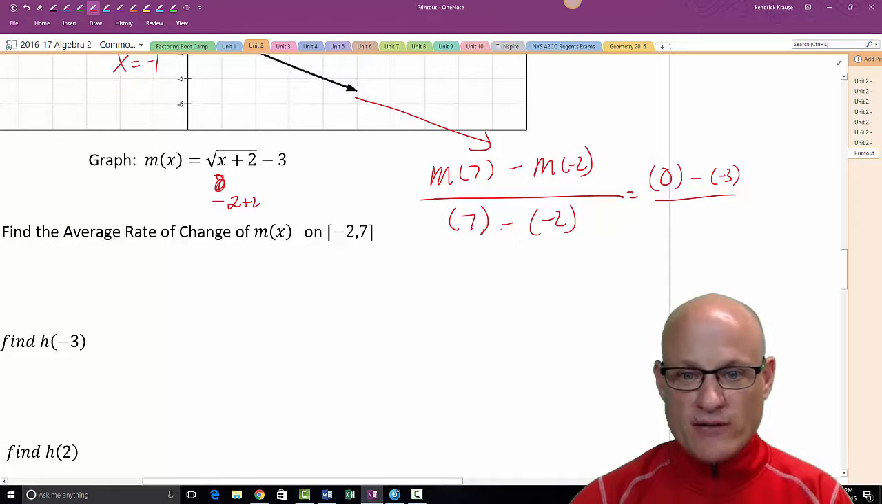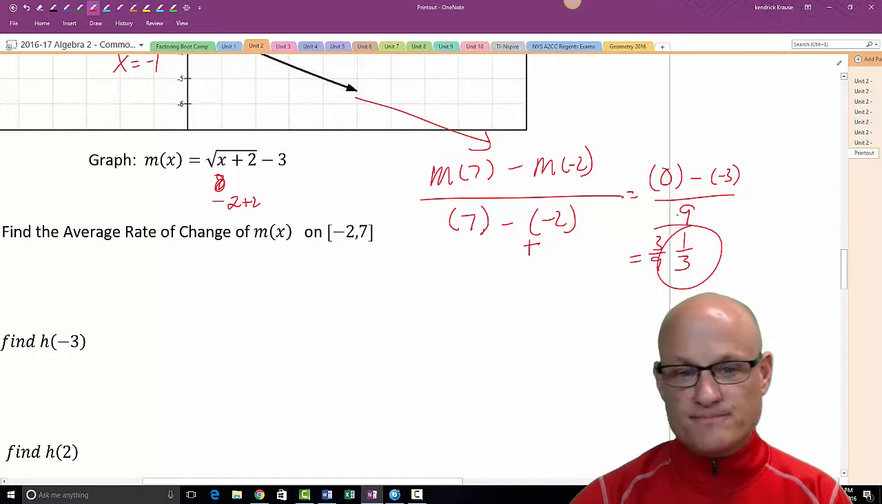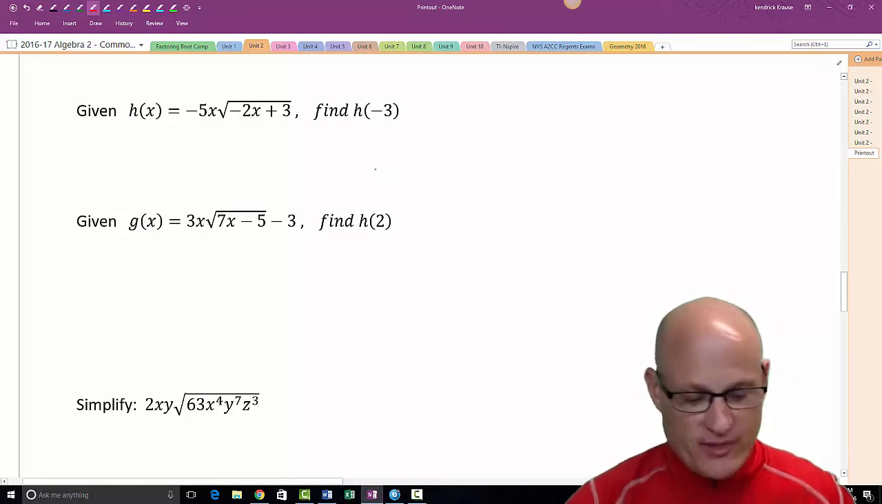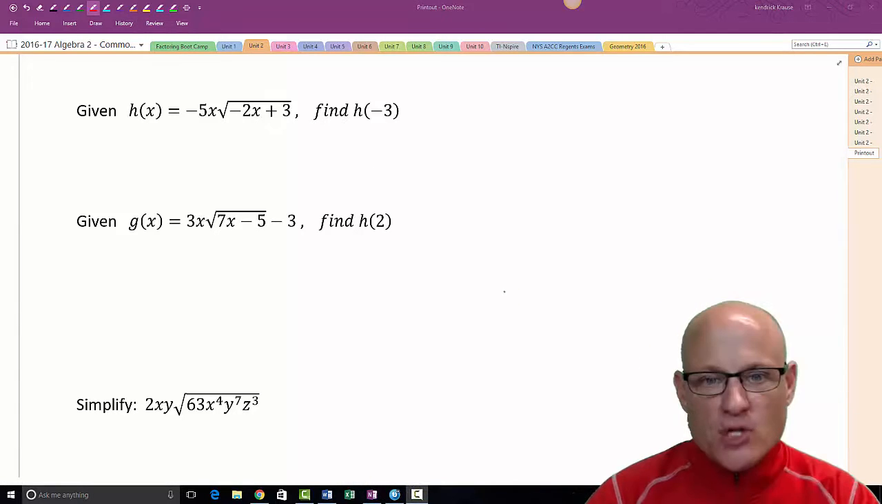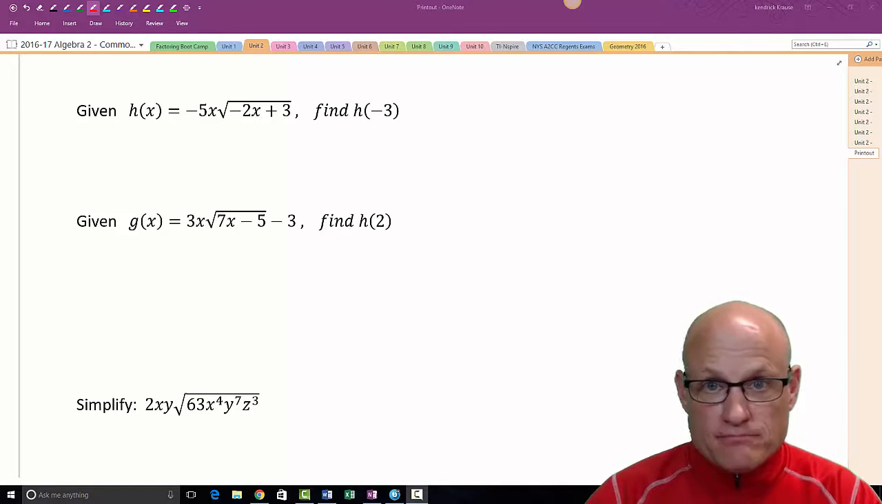All over 7 plus 2 is 9. So negative, negative makes a positive, so this becomes 3/9 or 1/3. All right. What would you do if I asked you to do this? If I ask you to do it, you have to show some work. I'll be right back. Okay. Pause it, do this problem, come right back.